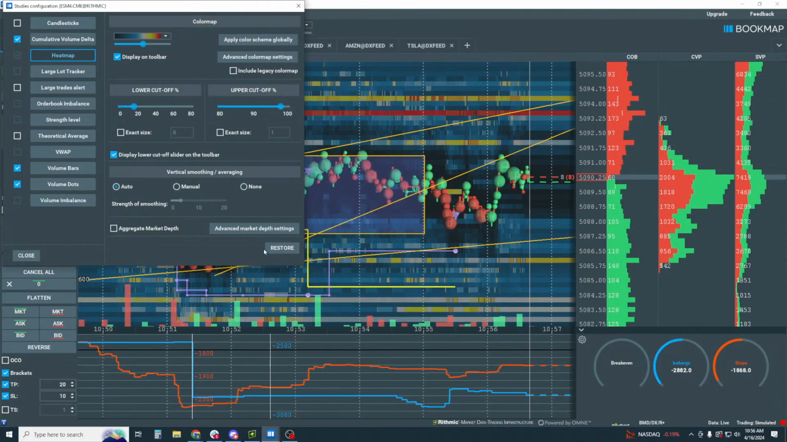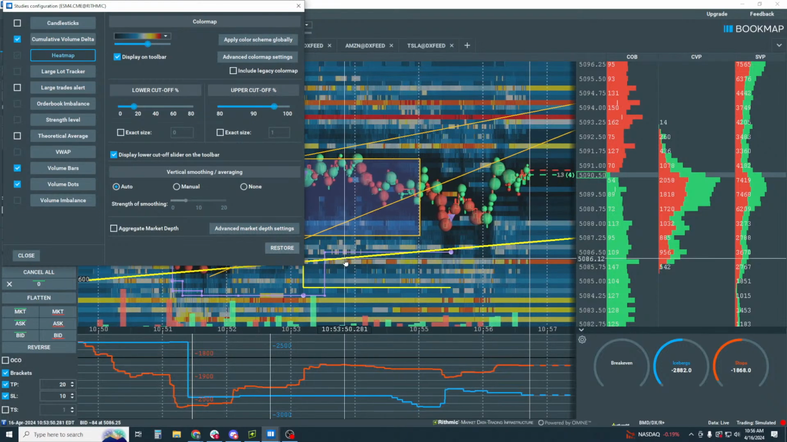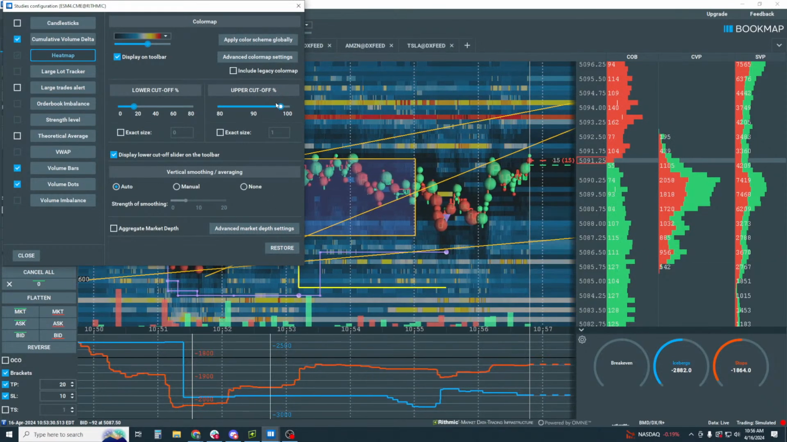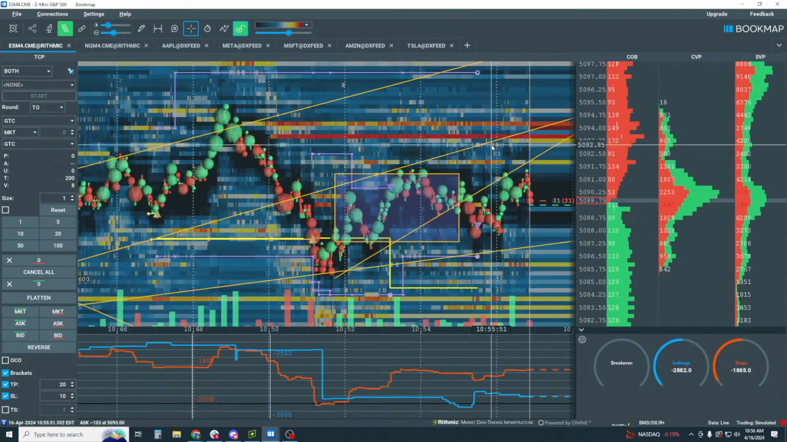So I was demoing that. Sorry about that. Let's just go to default. All right, so this is the default Shark Blue. And I had it a little bit skewed here on the upper cutoff. That was about it.